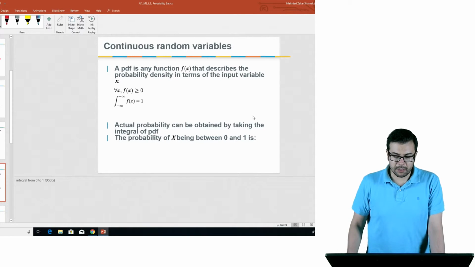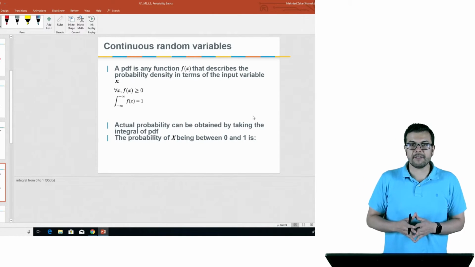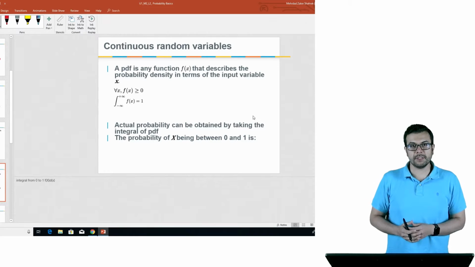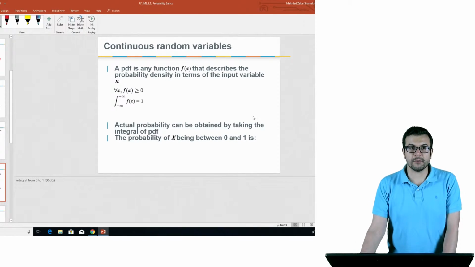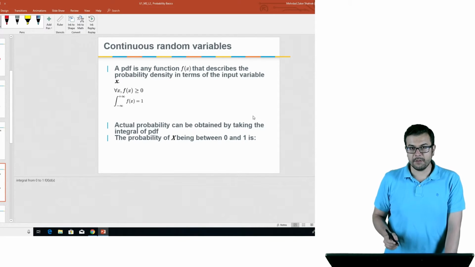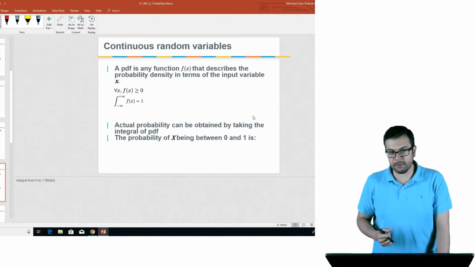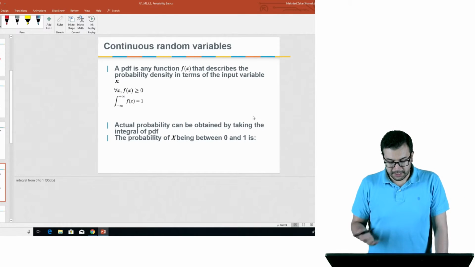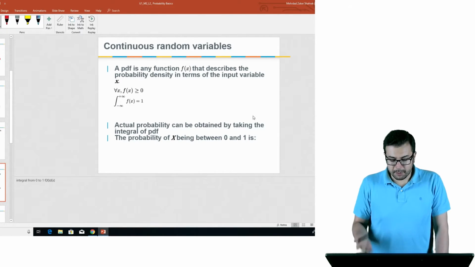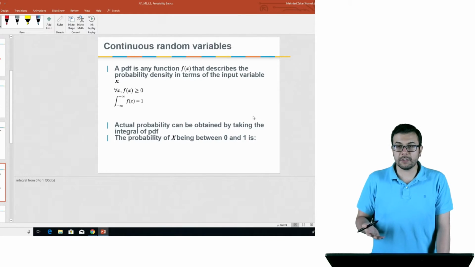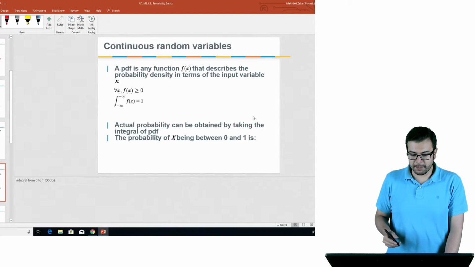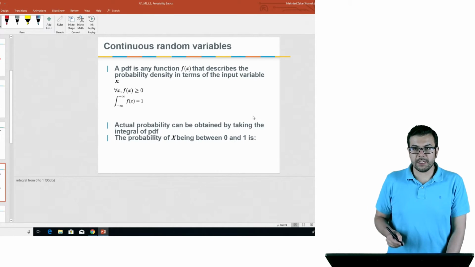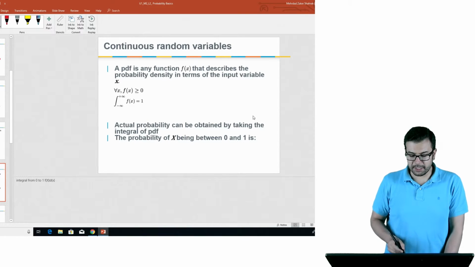Now let's think about continuous cases, when we have random variables in a continuous environment. Instead of a probability mass function, we have to define a probability density function, which is a function that describes the probability density in terms of an input variable x. Needless to say, the probability should be greater than or equal to 0 at all times, because we cannot have negative probability. And to find the probability over the whole space, we have to take the integral.